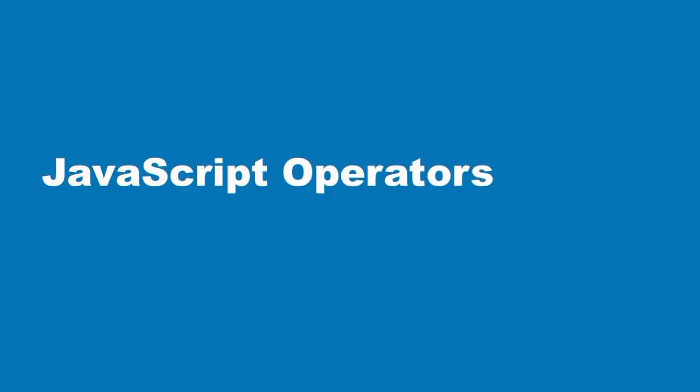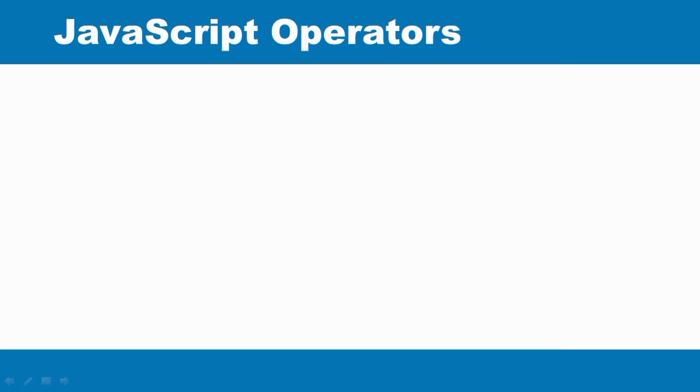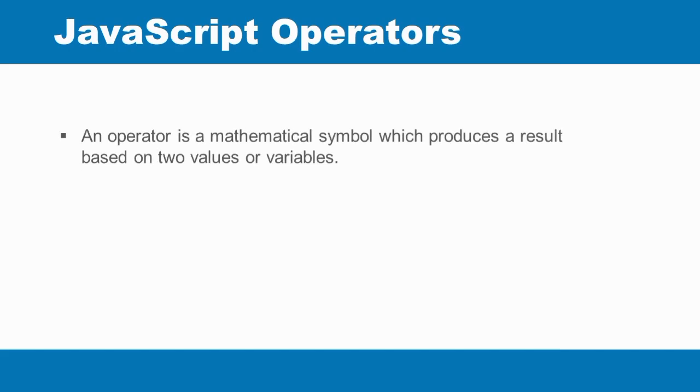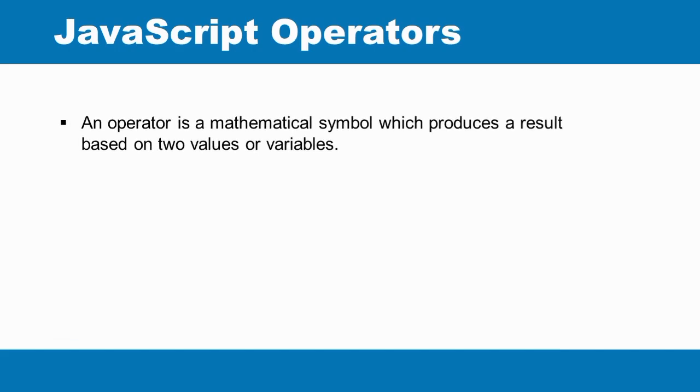In this video, I'll be introducing you to JavaScript operators. An operator is a mathematical symbol which produces a result based on two values or variables. You should have already come across some of these operators, for example, the addition, multiplication, subtraction, and division. These are all referred to as arithmetic operators.